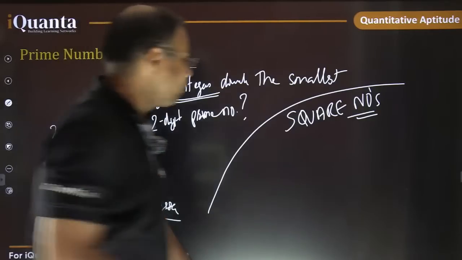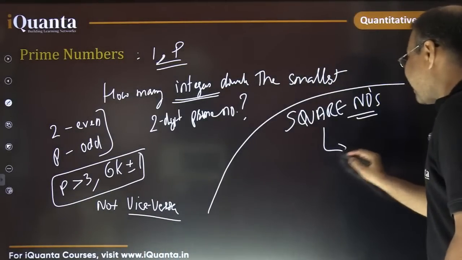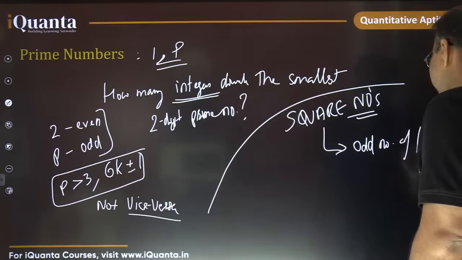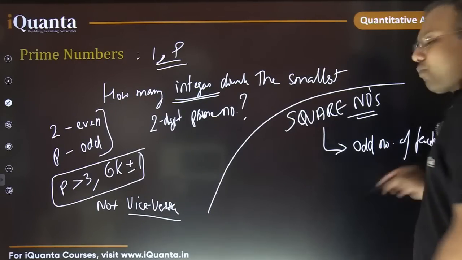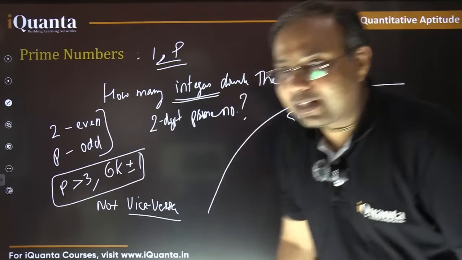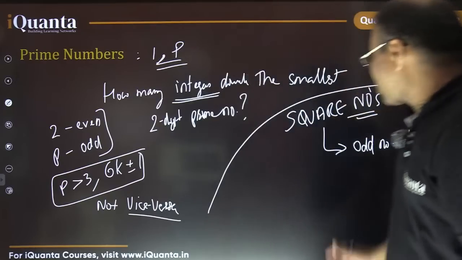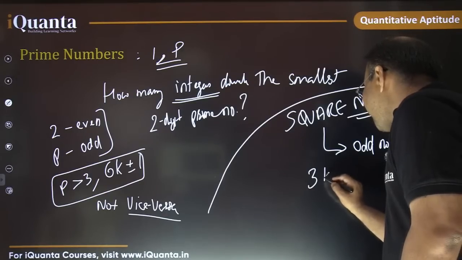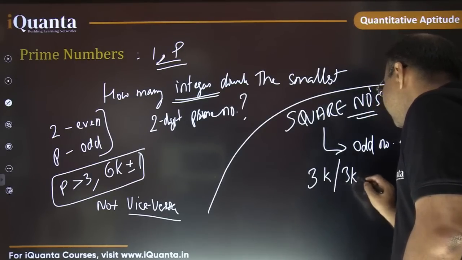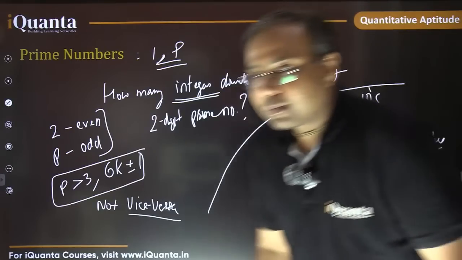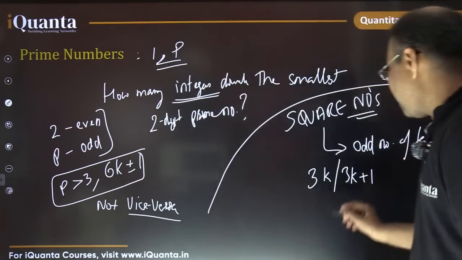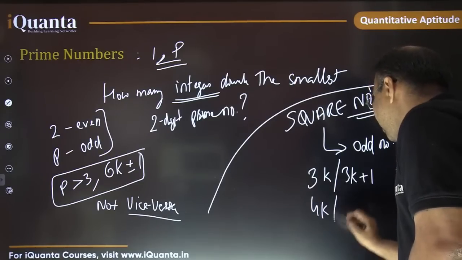Odd factors, that's true. So square numbers have exactly an odd number of factors. It can be 3, it can be 5, it can be 7, any odd number. What else? Yes, exactly, good. So square numbers are of the form 3k or 3k plus 1. 4k plus 2 is wrong, Riddhima. It is going to be 4k or 4k plus 1.